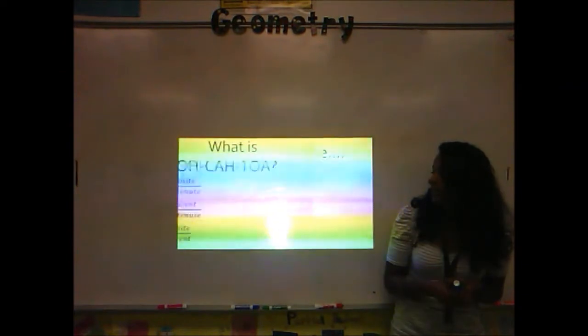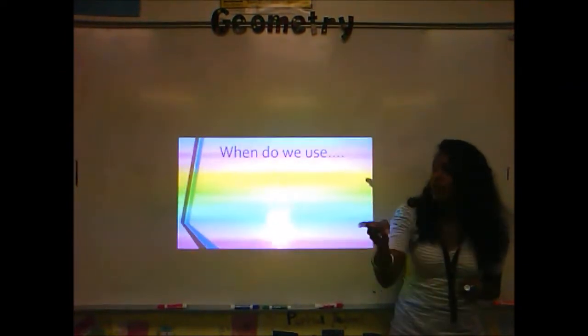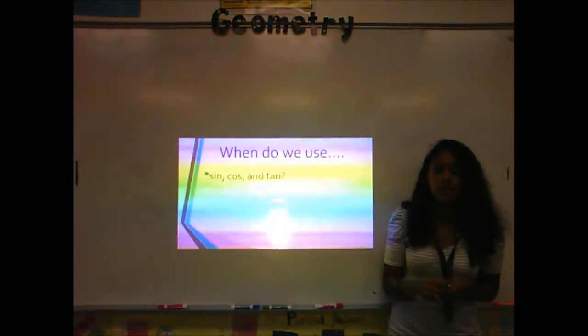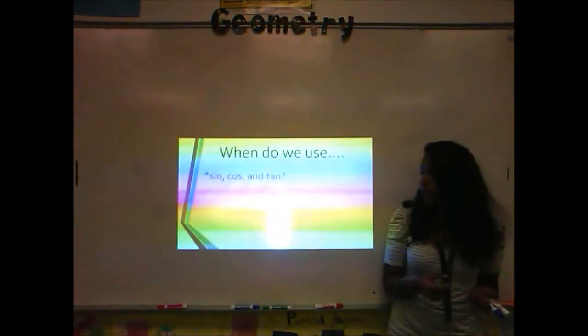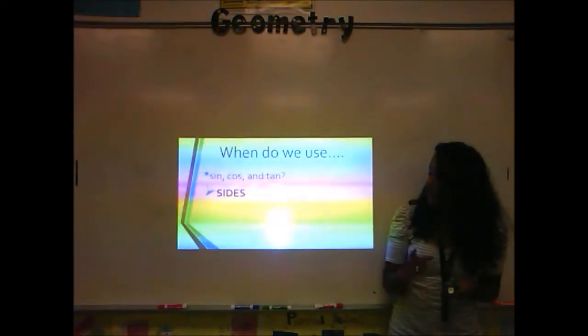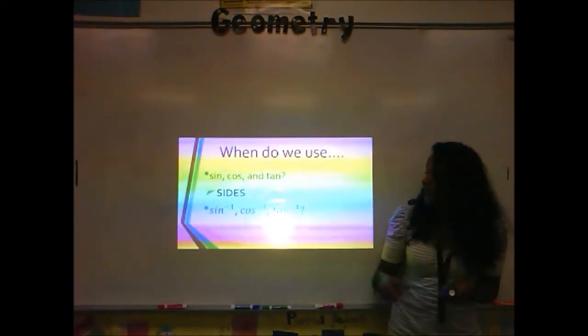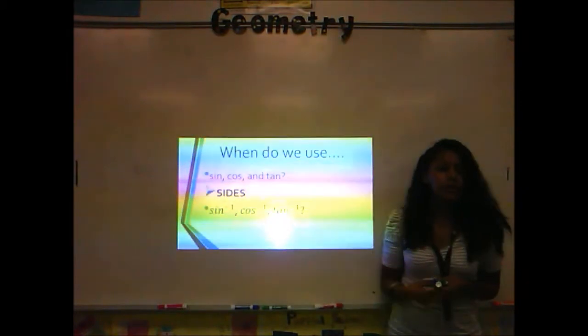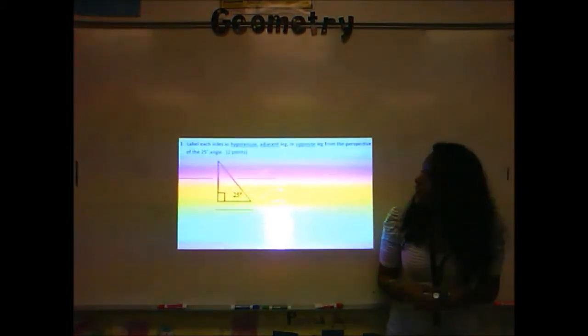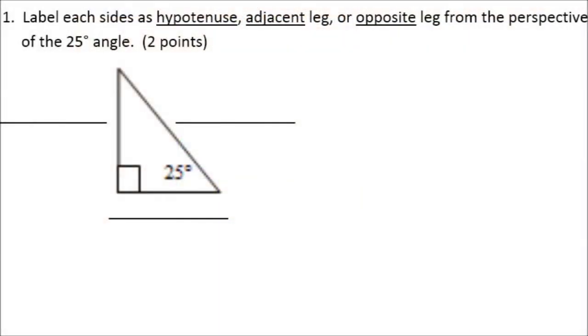Alright, so when do we use sine, cosine, and tangent? Is it when we're searching for sides or angles? Sides. Okay. So when do we use the inverse of sine, cosine, and tangent? When we're looking for what? Angles. Alright, awesome. Let's go ahead and get started on our homework.